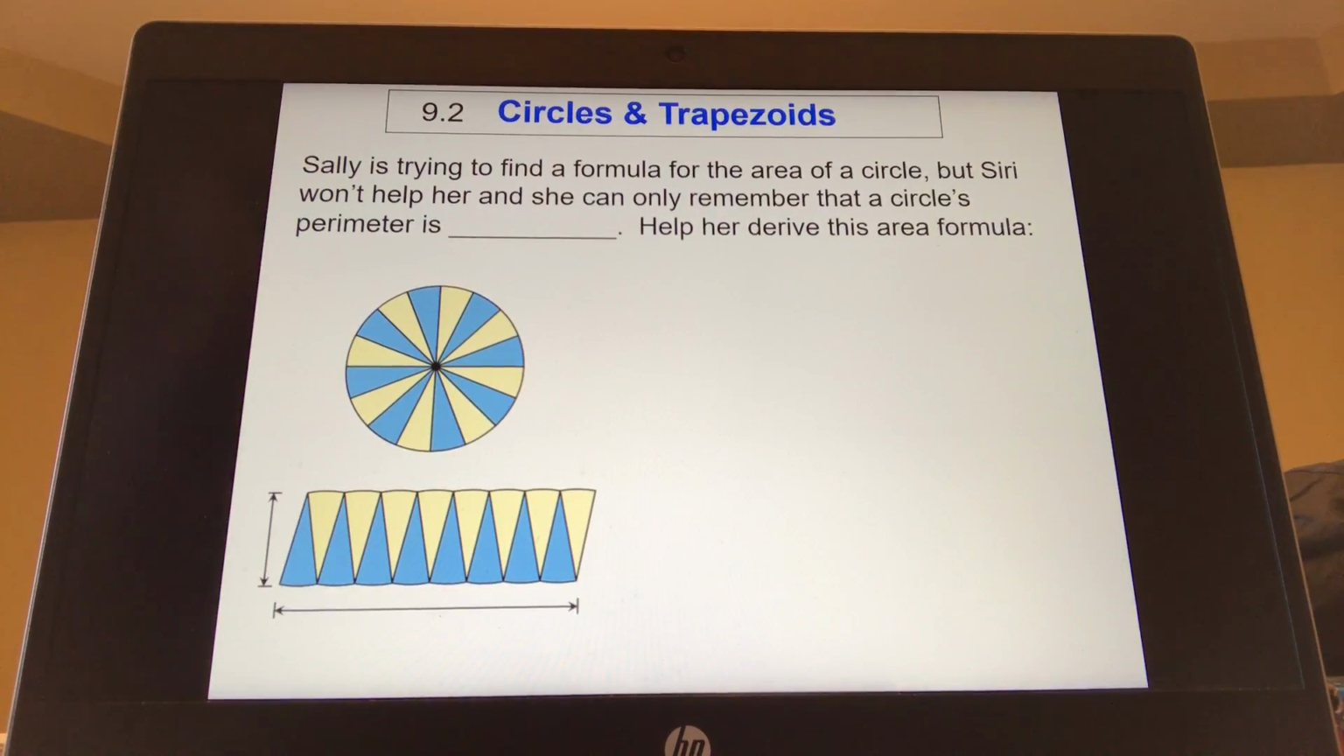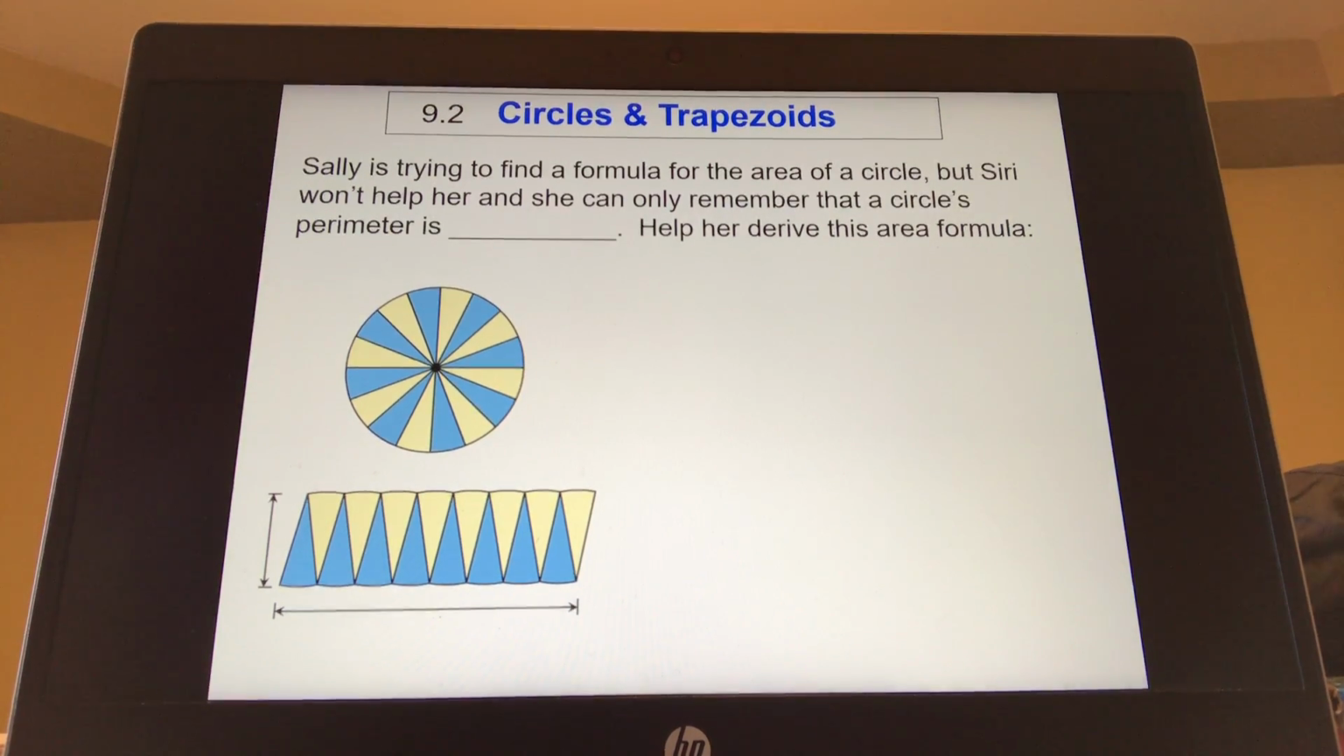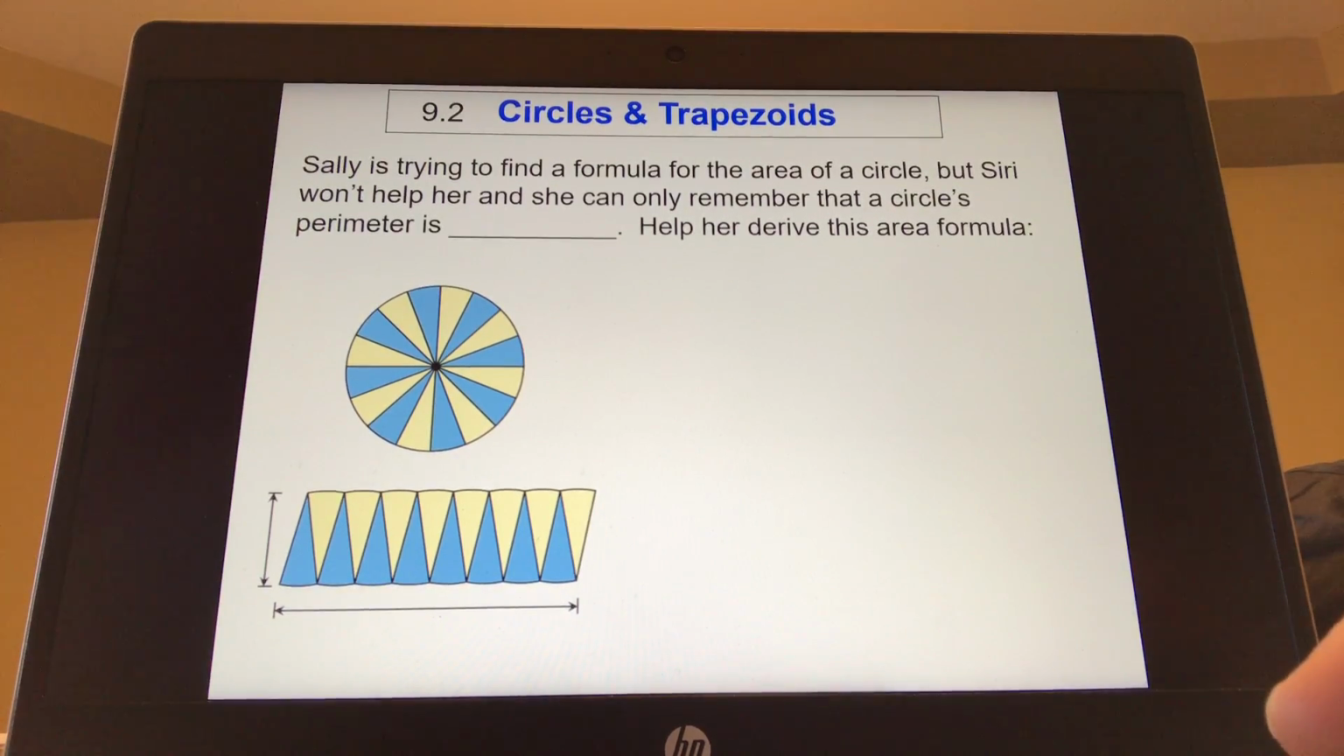So, hopefully you had a chance to read this. Sally's trying to find the area of a circle. And of course, Siri, she got mad at Siri. She dropped Siri, threw her against the wall. She broke. Siri can't give her the answer. So what the heck is she going to do now? Can't call anybody, you know. What's she going to do? She does know the perimeter of a circle.